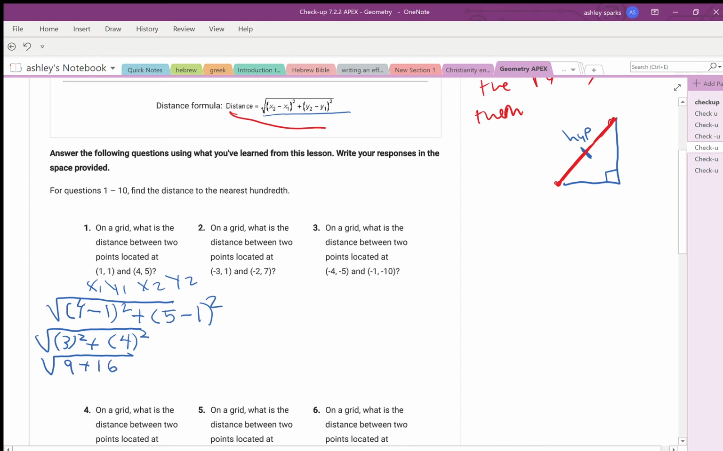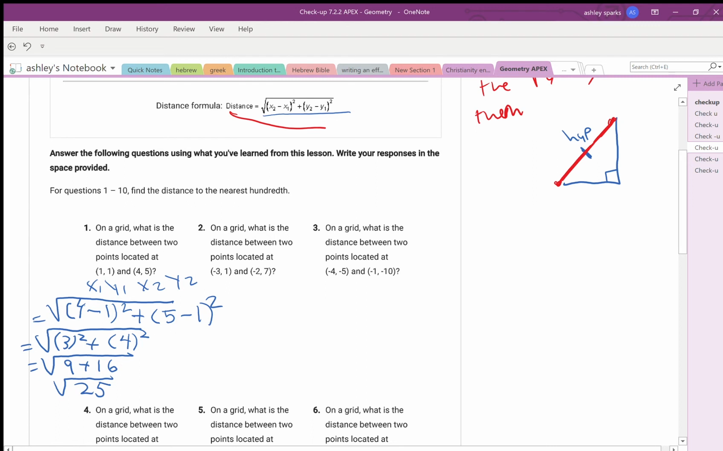Okay? Well, now we can go ahead and add those together. 9 plus 16, I know is 25. Now is your square root. Okay? What is the square root of 25?